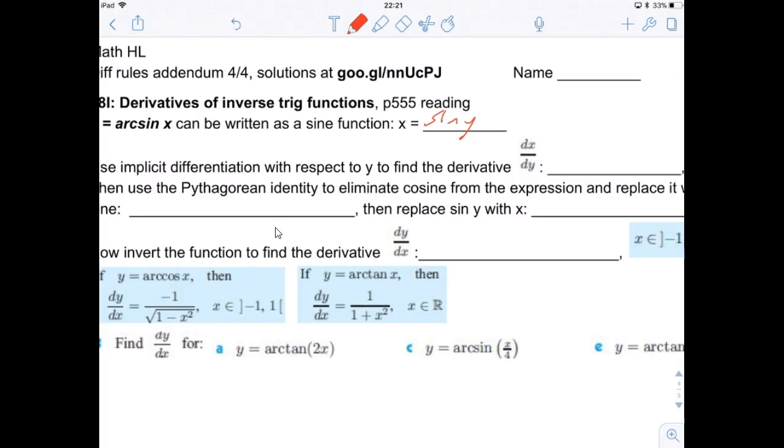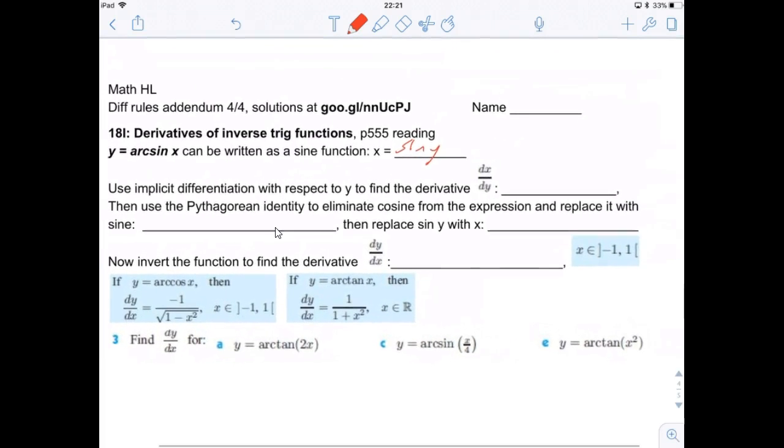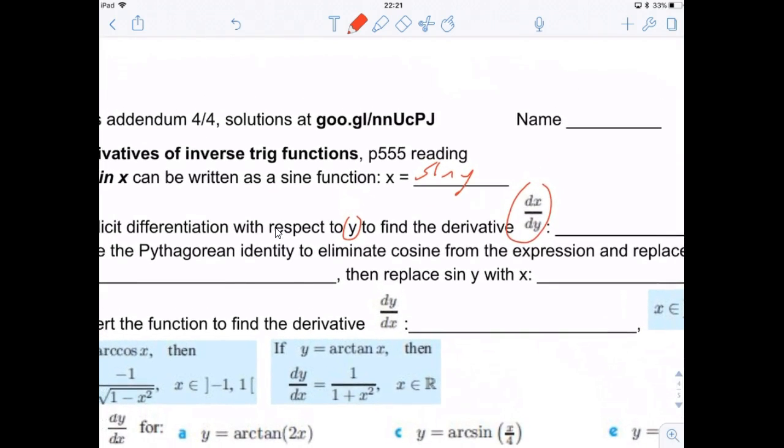Okay, now the next step is to use implicit differentiation with respect to y to find the derivative dx/dy. Now there's two things weird here. Instead of taking the derivative with respect to x like we normally do, we're going to take the derivative with respect to y. And so what we're going to end up with is an expression for dx/dy instead of dy/dx, okay? You could do it the other way too, but this is the way they do it in the book.